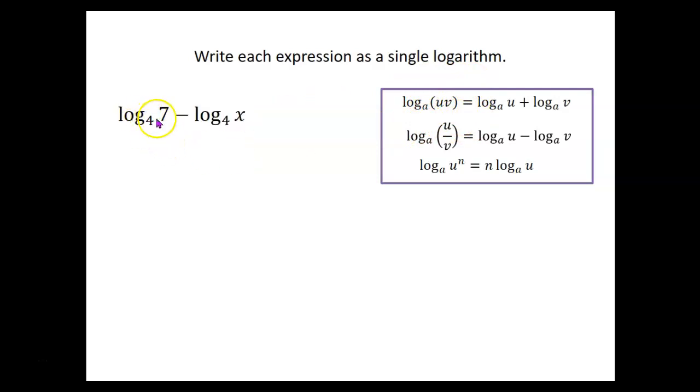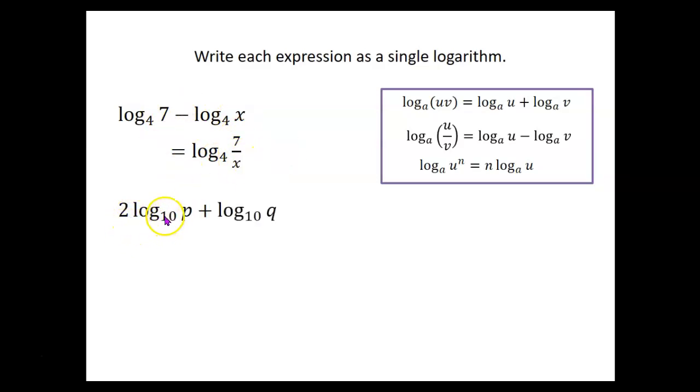So the base 4 log of 7 minus the base 4 log of x. Do you see which equation has a right-hand side that looks like what's going on here? Yeah, it's the second one, the one with subtraction. And the subtraction is going to turn into just one logarithm of a quotient. So this is equal to the base 4 logarithm of 7 over x.